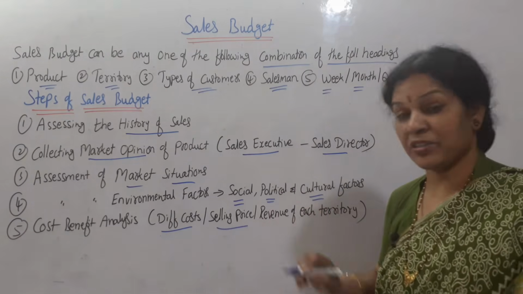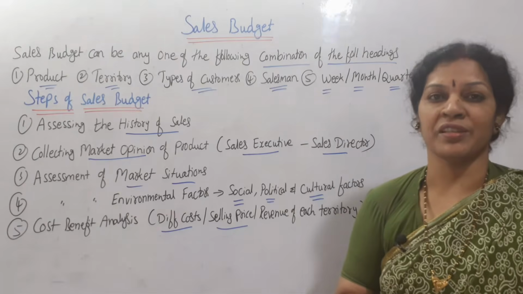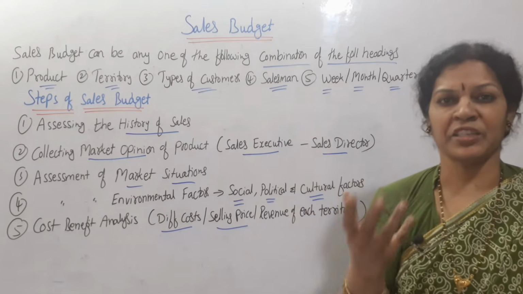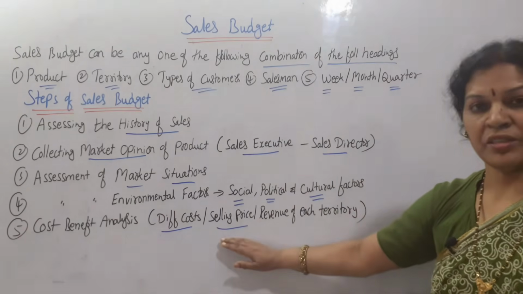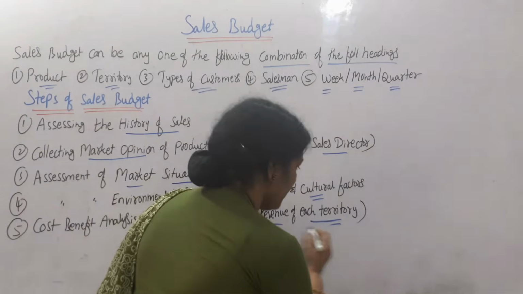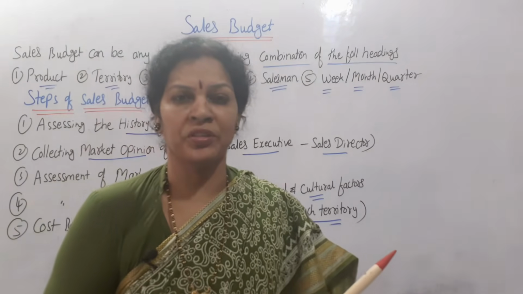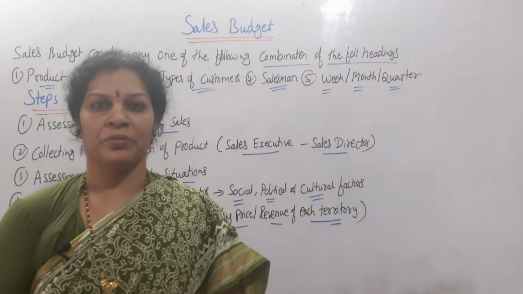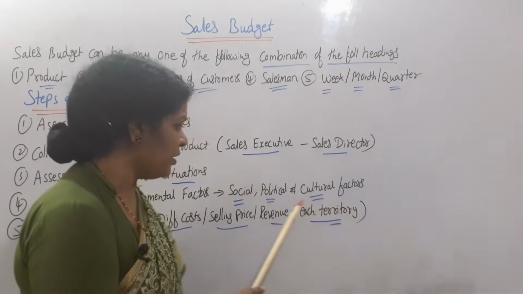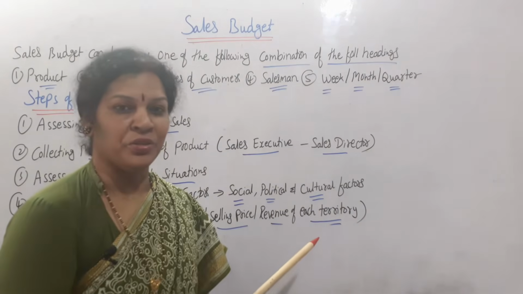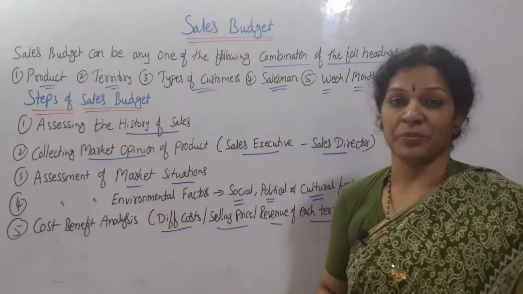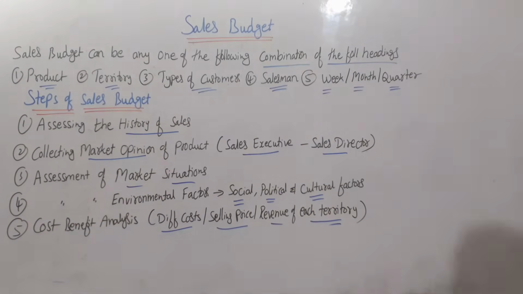After that, the selling price. What the selling price should be is going to decide the sales, and if the sales are good, the sales budget reflects it. Then revenue of each territory: territory-wise revenue, how much you got in the south zone, north zone, east zone, a particular district, city, state or country. All these things come under cost benefit analysis. These are the main 5 steps. Am I clear? Take a screenshot or note them down.